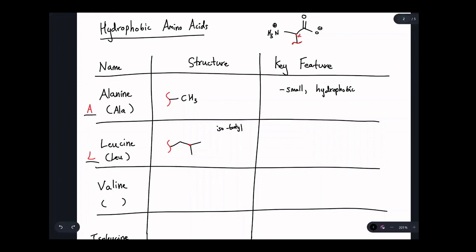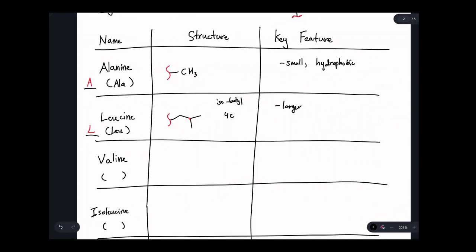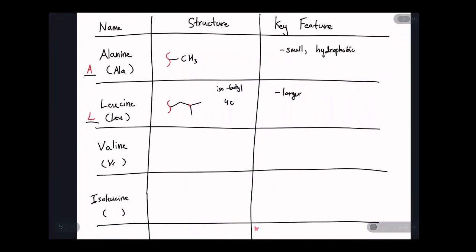It's like a fork. So again, just another carbon chain of 1, 2, 3, 4 carbons. It's larger, but it's the same kind of hydrophobic. There's nothing really going on there. There's no hydrogen bonding. The only forces involved are London dispersion forces. It's just bigger. Continuing on with this trend, valine is much the same.